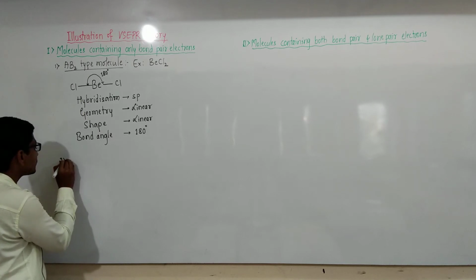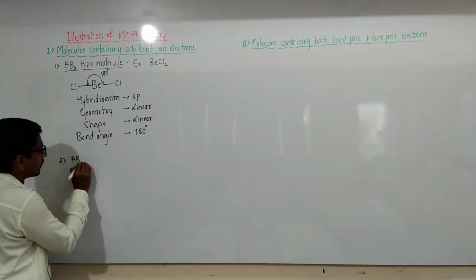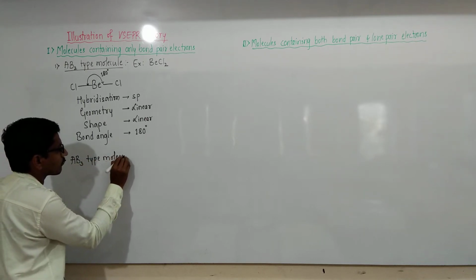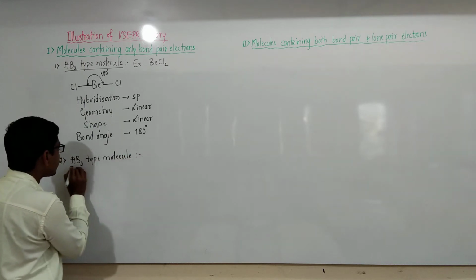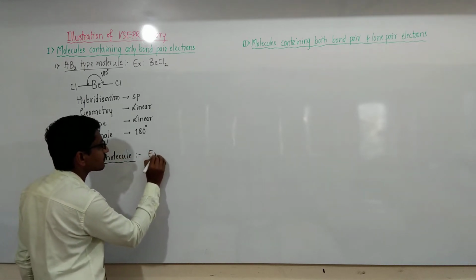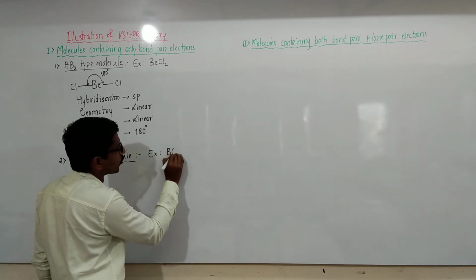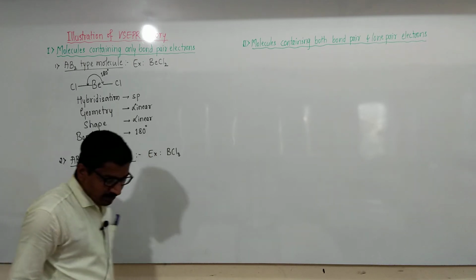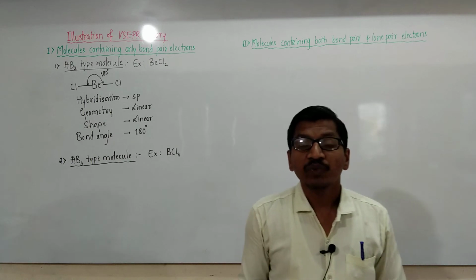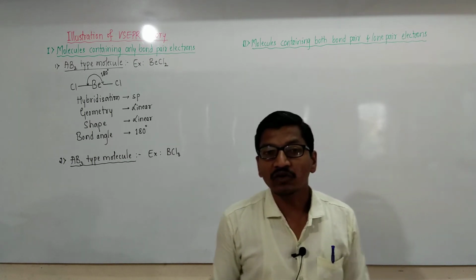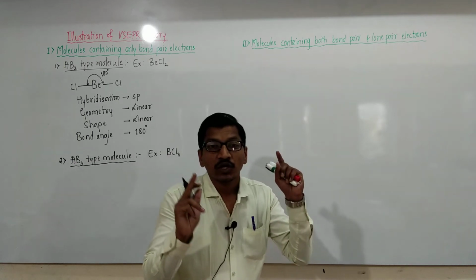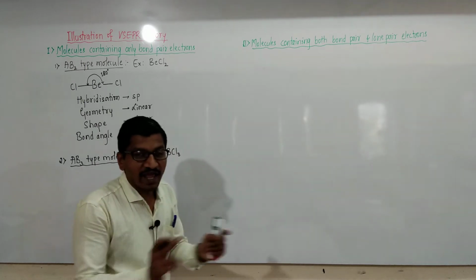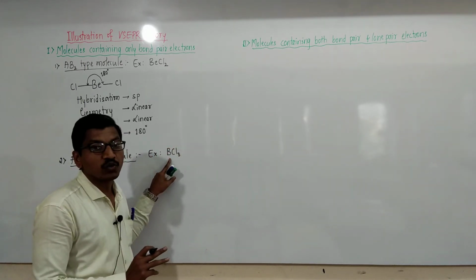Then the second type is AB3 type molecule. AB3 type molecule examples are boron trichloride or boron trifluoride. The central boron is surrounded by only bond pair electrons, and these bond pair electrons are directed to the three corners of an equilateral triangle. At the three corners, the hybrid orbitals are oriented.